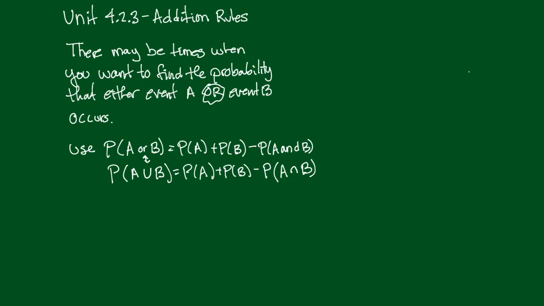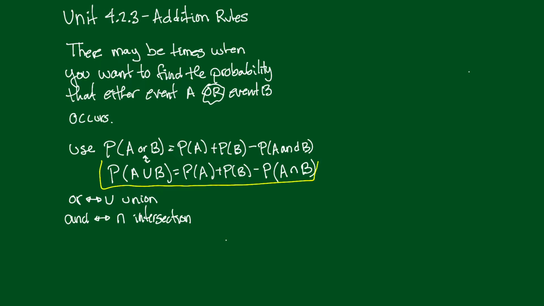So a quick little recap here from the last section on multiplication and this section on addition. When you see an OR, that is this symbol right here, and that's a union sign. If you see an AND, that's an intersection sign. So this is one of our addition rules.